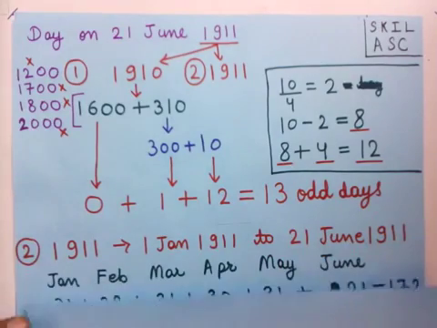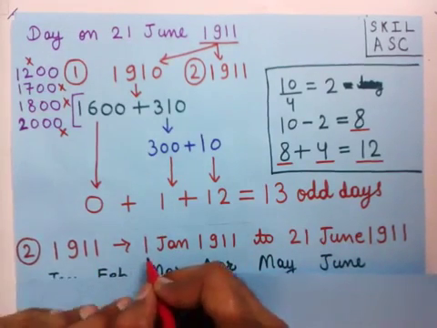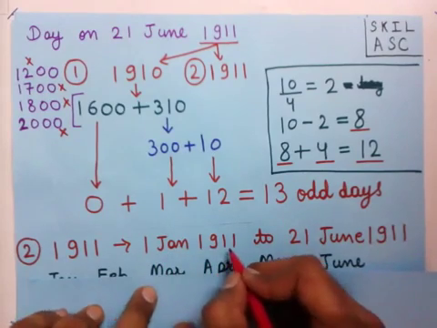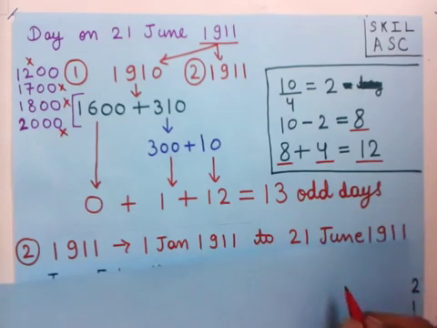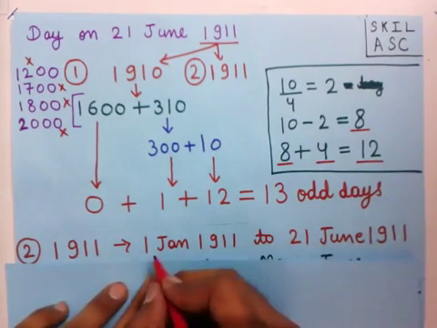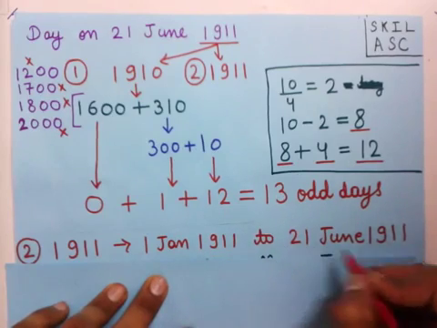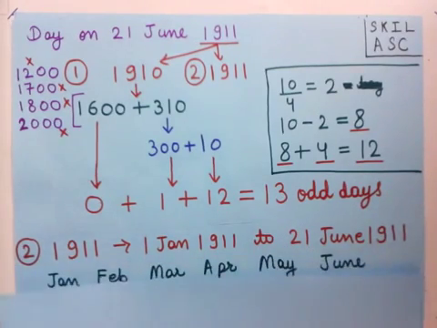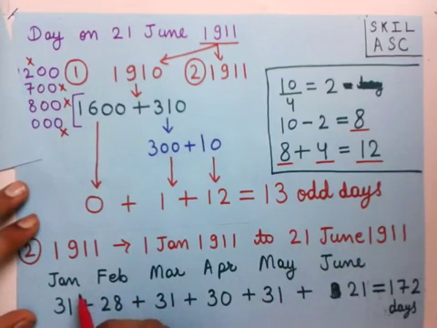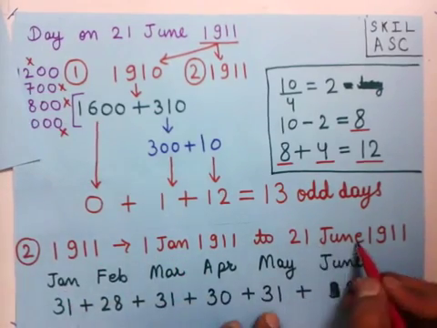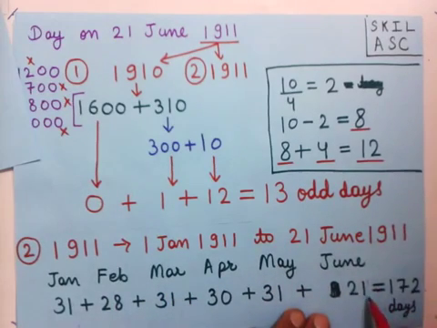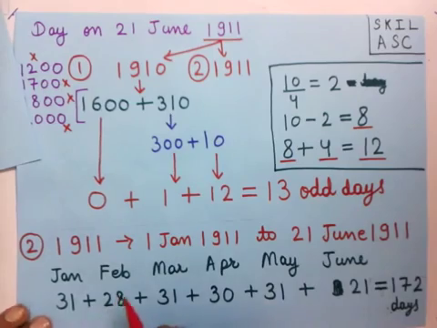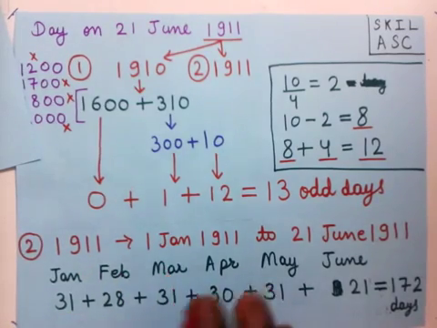So what I am saying is, you need to find the number of odd days from 1st January of 1911 to 21st June of 1911. First we will calculate the total number of days from 1st January to 21st June. So we write January, February, March, April, May, June up to 21st June. January has 31 days. Now you must notice, or you must check every time.